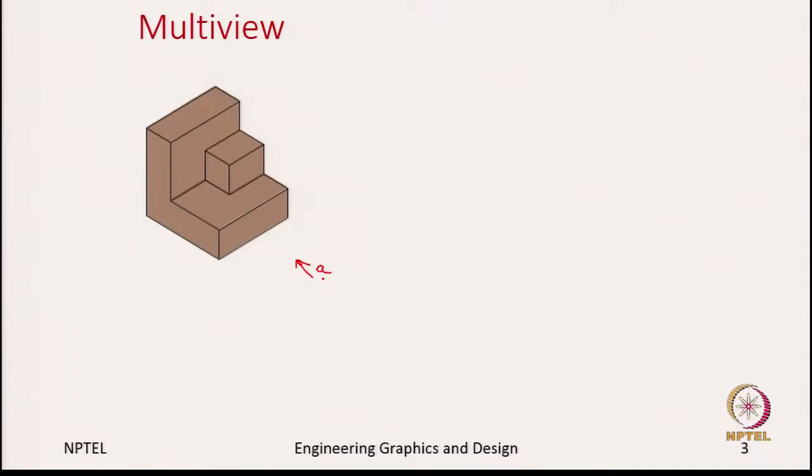So, let us say if you are looking from the front of the object, this is the arrow and I named it A. Now, let us say the observer is looking from top.